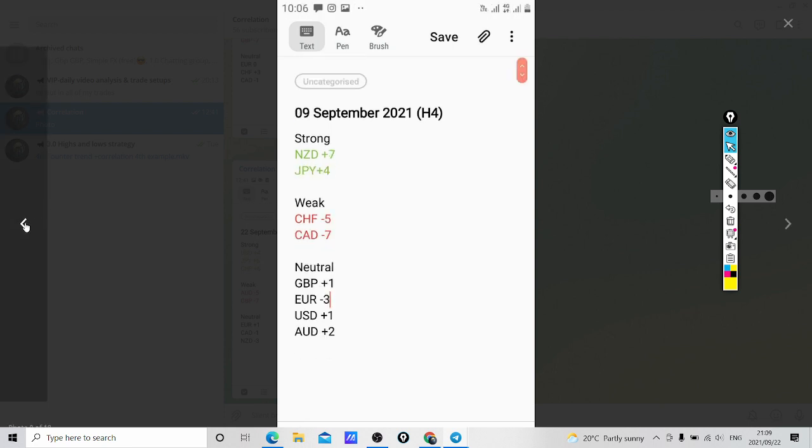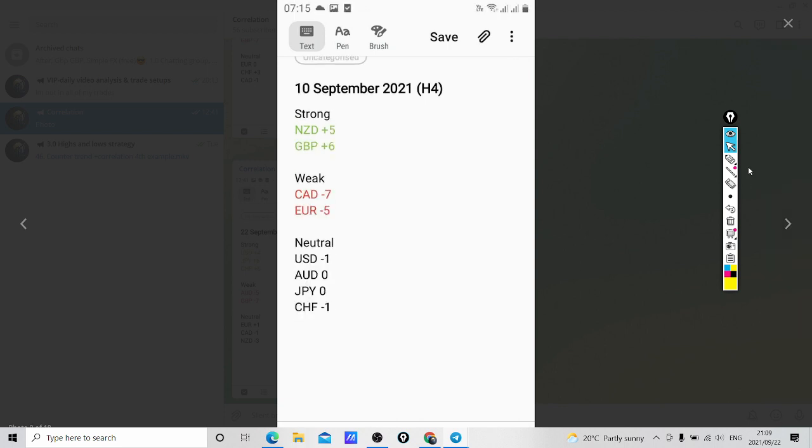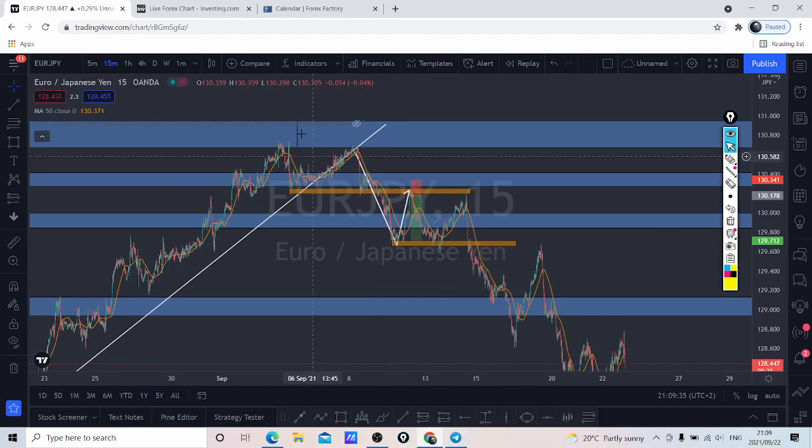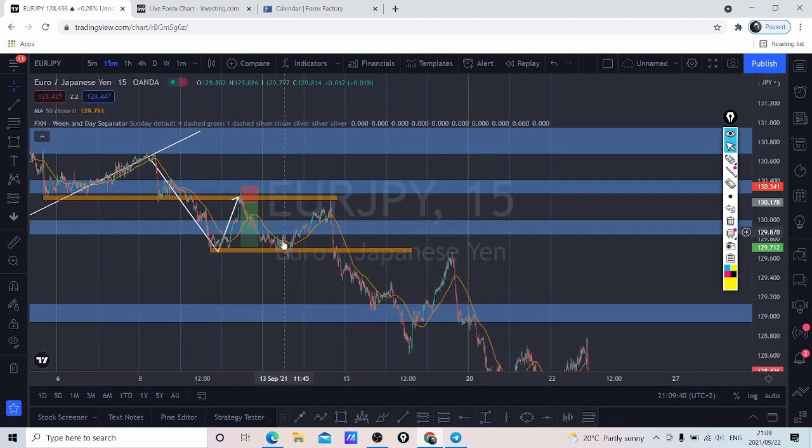Okay, let's go back to the 11th. On the 11th the market was still selling and the JPY was still neutral. So that's good for us to look for a sell again, to hold our trades. Let's see what happened on the next day. Okay, let's use this indicator to see the next day. So on the next day we saw a consolidation, and then the market went up again.